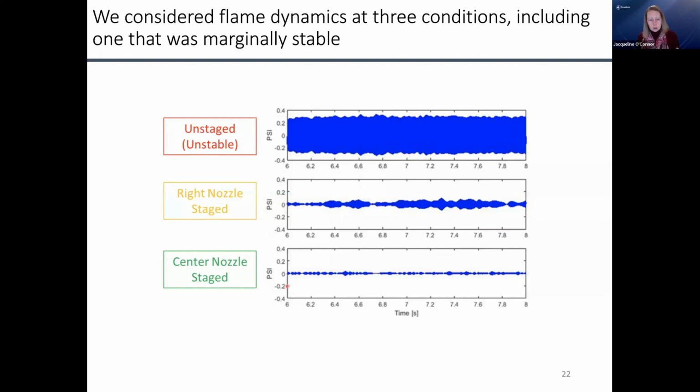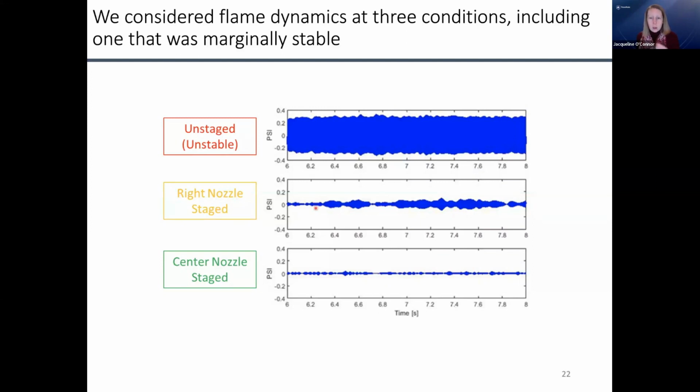When you do staging through the center nozzle, this combustor becomes very stable. There's no tone. You can see this is pressure as a function of time. Very, very small amplitudes. The right nozzle in this experiment is a little wonky. We think one of the welds is a bit busted. And so it's not that good at suppressing the instability. It's not that it's off center. We tried the left nozzle and what we called front and back, and those suppress the instability perfectly.